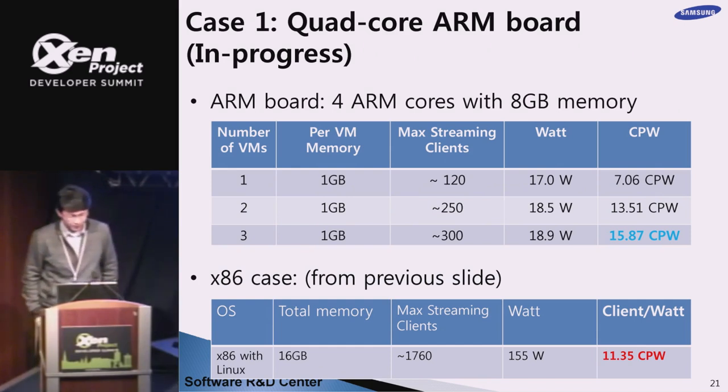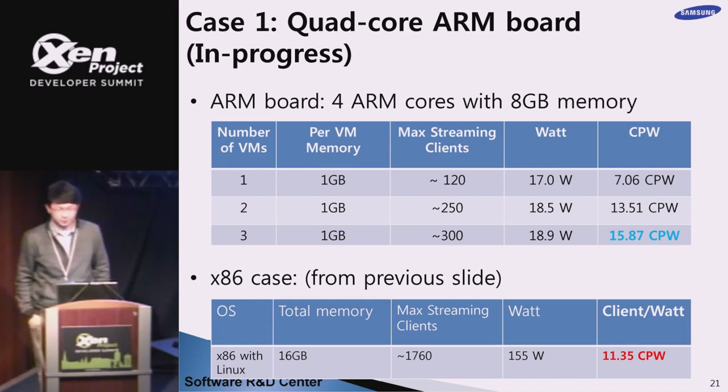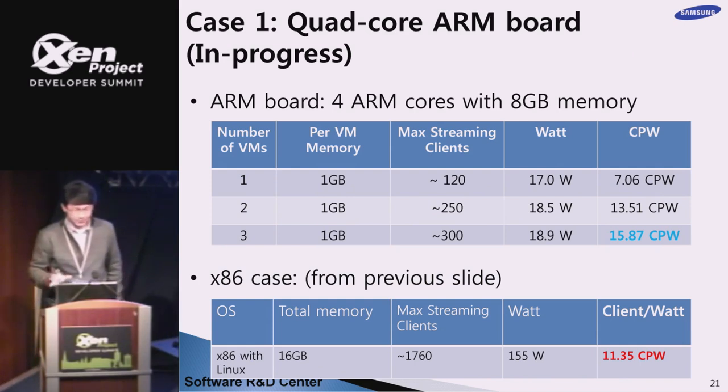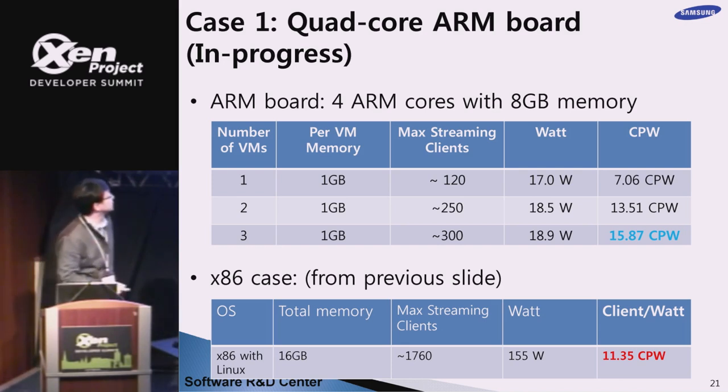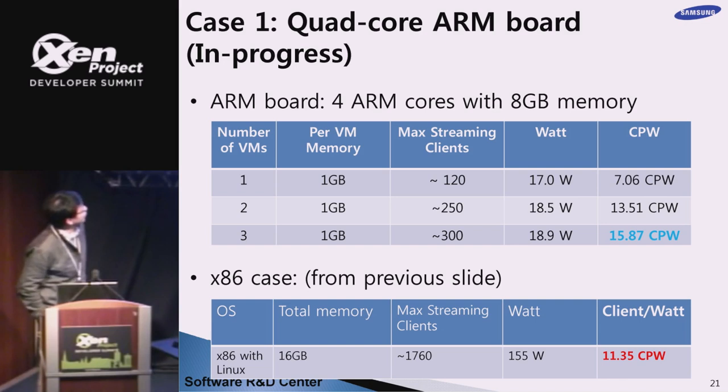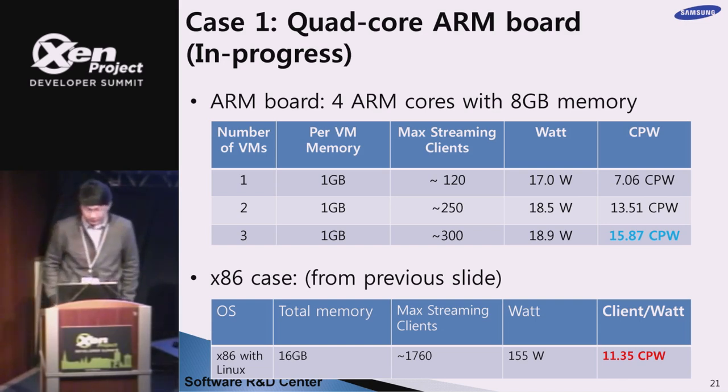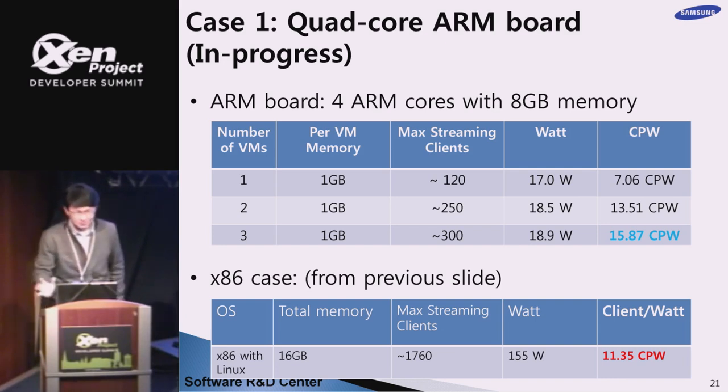So somehow we acquired a quad-core board, and it has some features for fast networking, etc. And the result is much better. As you see, for the quad-core board, the best number comes when we use 3 VMs, and the maximum number of streaming clients is 300, and the required power is 18.9 watts, and the clients per watt is 15. And finally, my manager was happy about it.